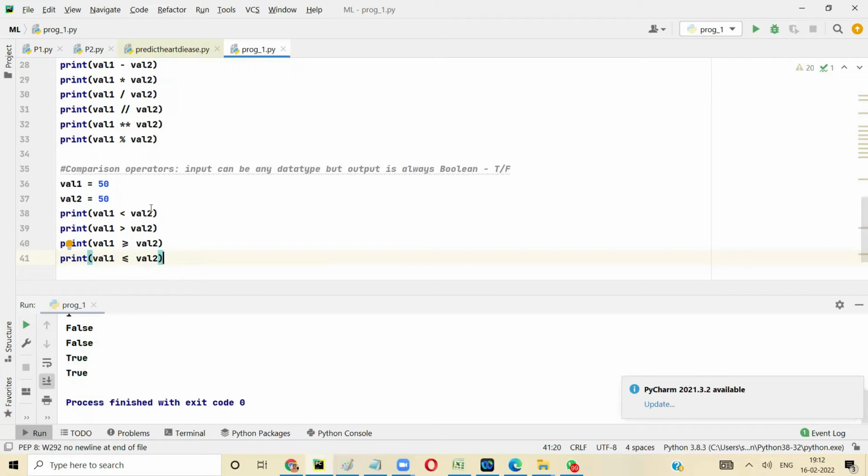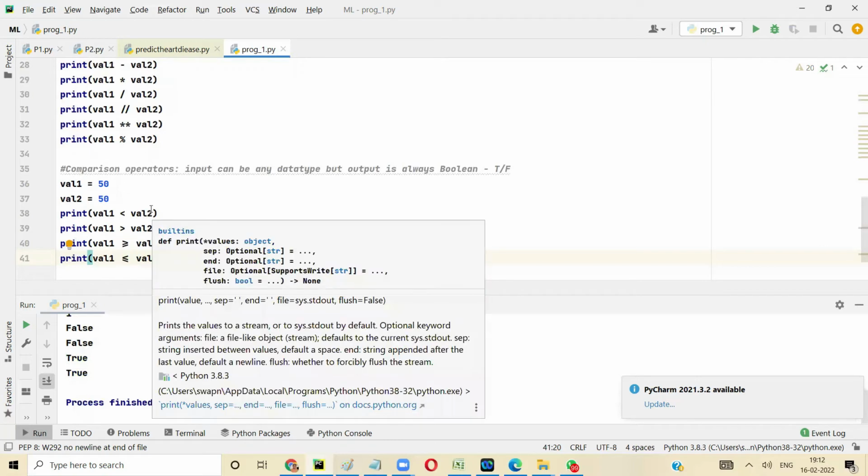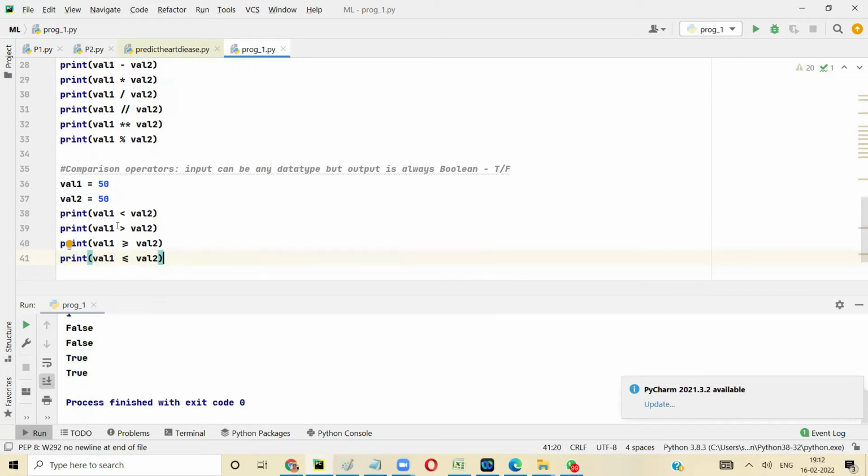Is 50 less than 50? No, 50 is not less than 50. Is 50 greater than 50? No, 50 is not greater than 50. Is 50 greater than or equal to 50? Yes, it is greater than or equal to. Or means greater than, of course, it's false, but it is equal to, isn't it? So either equal to or it should be greater than. Second one, is it less than or equal to? Yes, it is less than or equal to, right? Because they're equal. First two will be false and last two will be true.